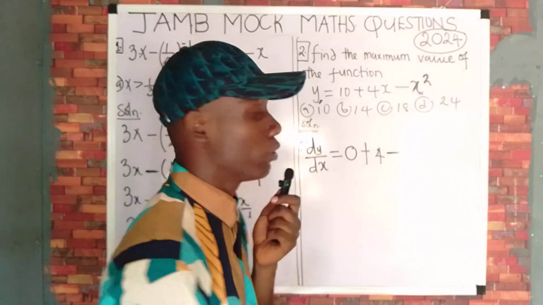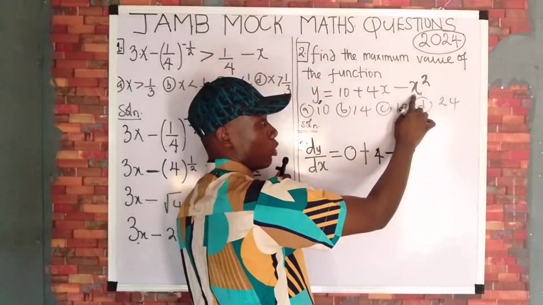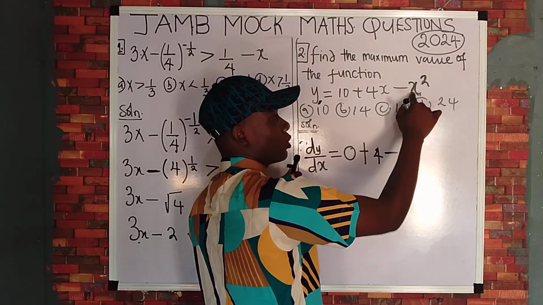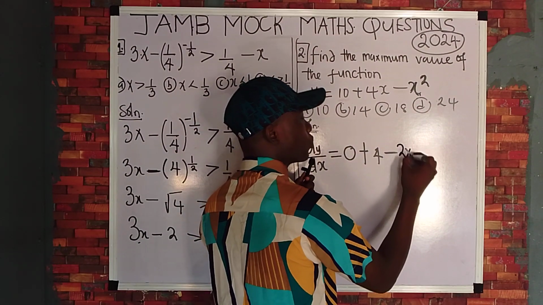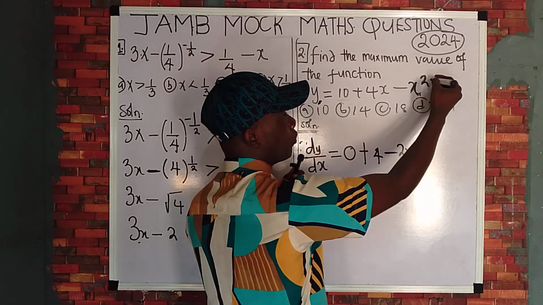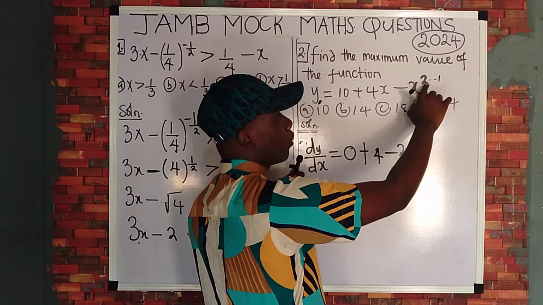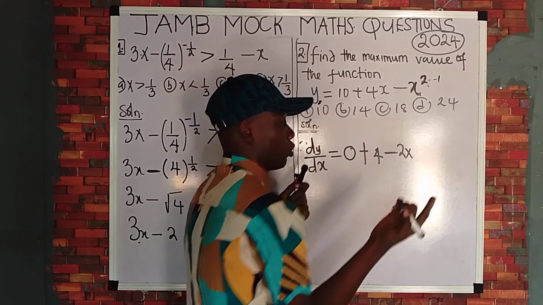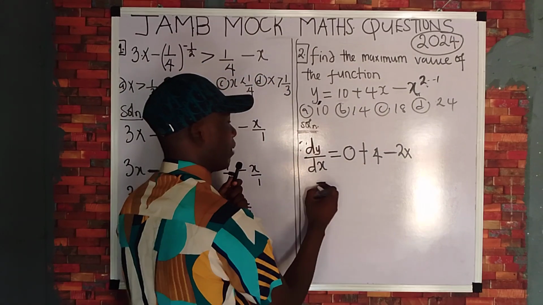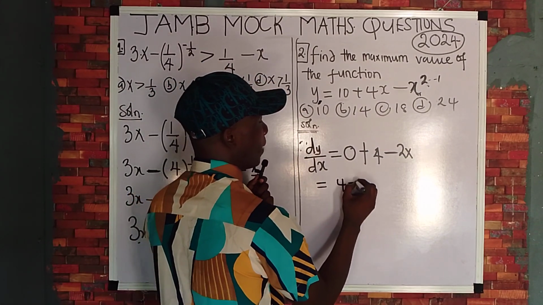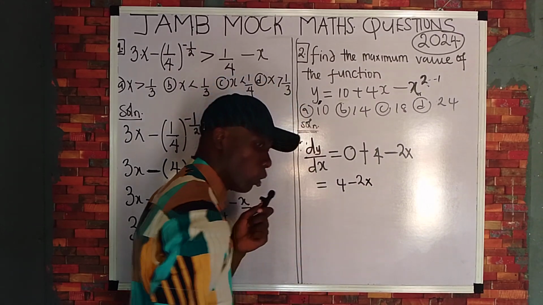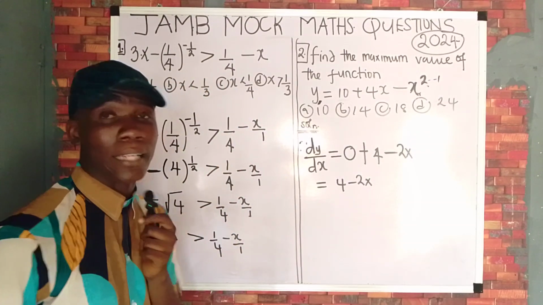Remember, in differentiation you use the power of the x to multiply the number. So if you use 2 times x, you are going to get 2x. And then when you are done, remove 1 from the power. If you remove 1 from 2, you have just 2x. So our differential value is 4 minus 2x. Wonderful. But does that give us the answer?